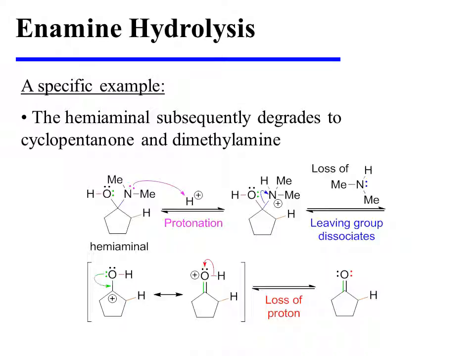And this hemiaminal subsequently degrades to cyclopentanone and dimethylamine. This occurs when the amino group is protonated and then dimethylamine dissociates from the substrate. The cation that is thus formed is resonance delocalized, and the resonance structure in which all atoms possess a complete octet is the more stable resonance structure, and therefore a primary contributor to the resonance hybrid. When we shed a proton from this resonance form, cyclopentanone is reformed.